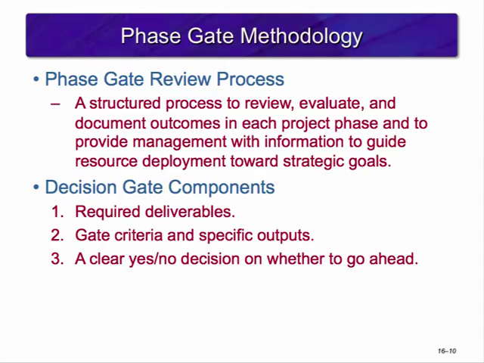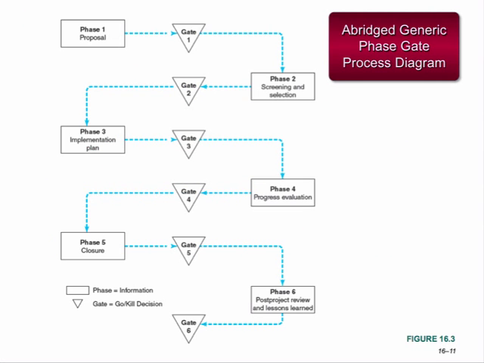At each phase gate, there are decision gate components. These consist of required deliverables, gate criteria and specific outputs, and a clear yes-no decision on whether to go ahead. These gate components are usually determined either at the beginning of the project or at the last decision gate. Here's an example of how a phase gate process is used in a project. After each phase, there is a decision gate. At each gate, the project must provide the appropriate deliverables and milestones in order to move to the next phase. If it fails to do so, the project may be killed.